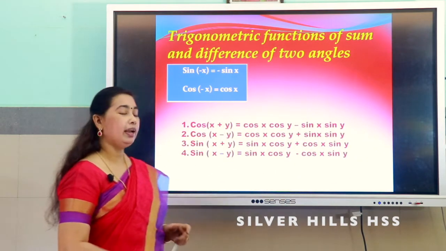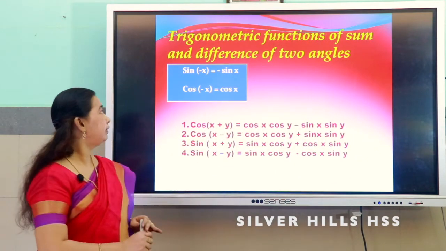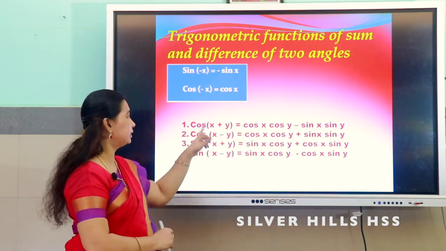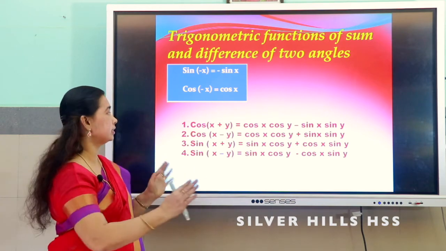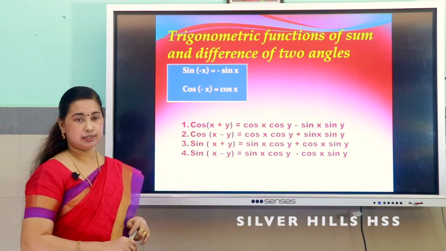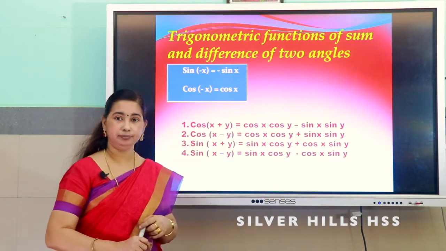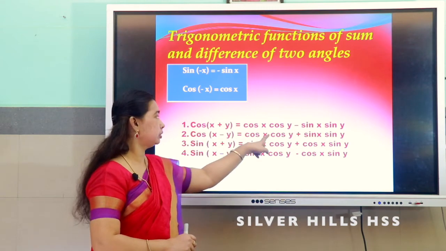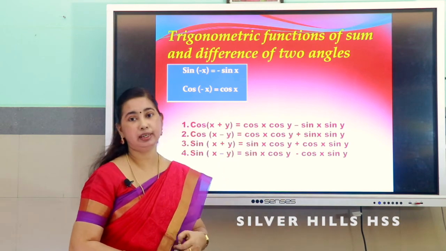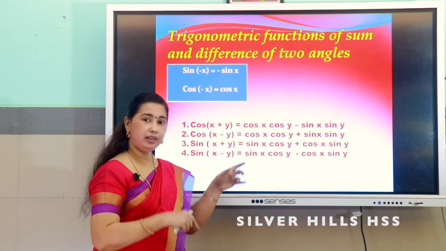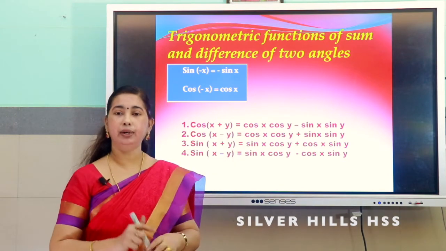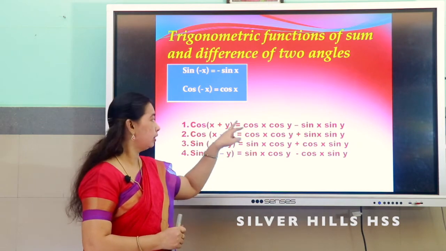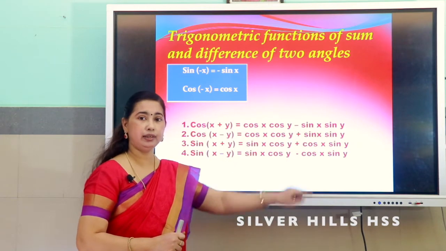Now, next we have to study about the trigonometric functions of sum and difference of two angles. If two angles are given, how can we write it as a sum and difference of different angles? Suppose the angles are x and y. Cos of x plus y can be written as cos x into cos y minus sin x into sin y. What is cos of x plus y? It is cos x cos y minus sin x sin y. Whereas cos of x minus y is cos x cos y plus sin x sin y.